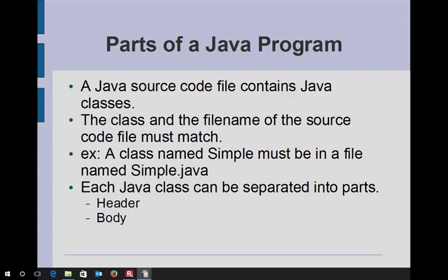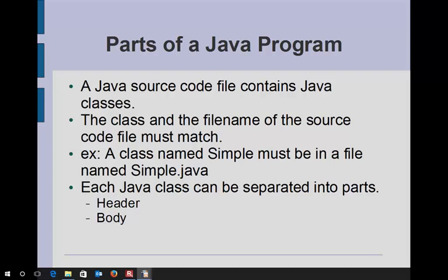Another thing is that when you create a class, it will have a name. When you write the Java code, that's source code, and you save it in a file. The name of the file and the name of the class must match. For example, if I have a class called Simple, then it must be saved in a file called Simple.java. Your class is divided into two parts: a header and a body.